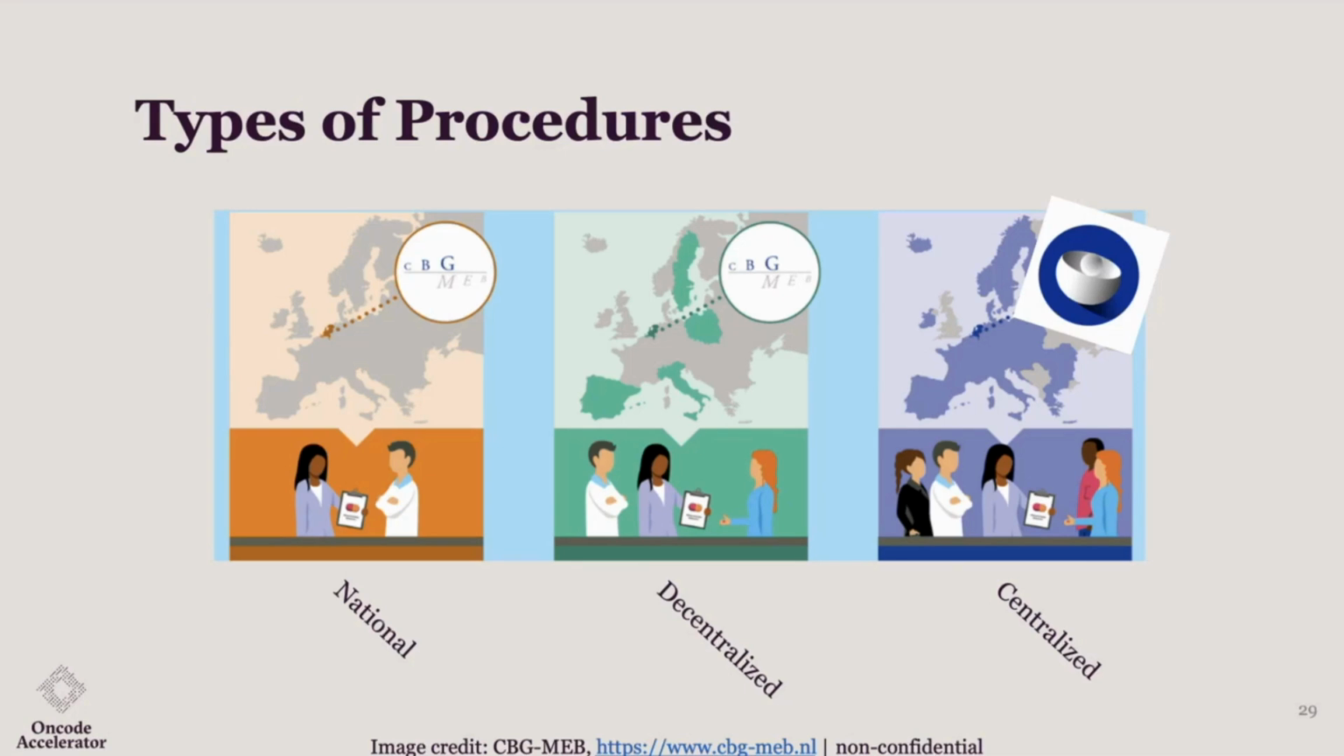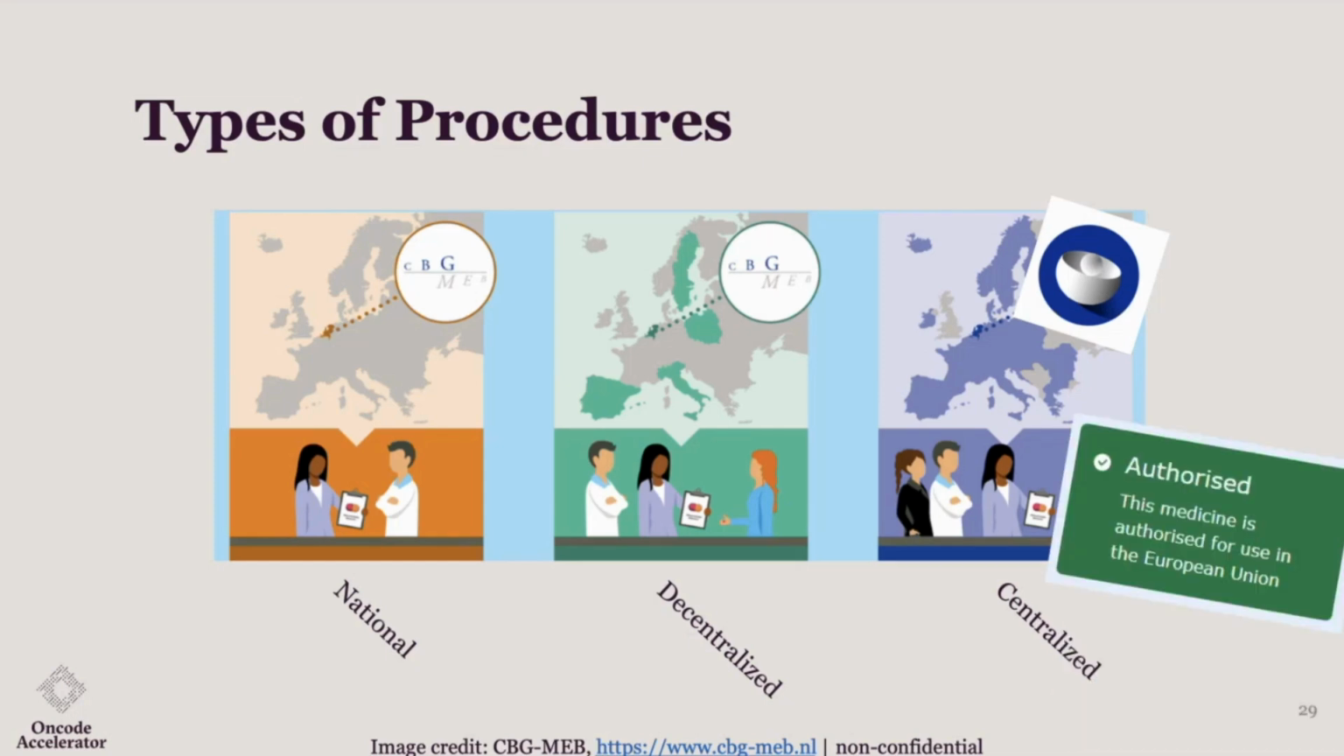So authorization can take place at several different levels. National level, where just one authority in one country is involved. You only want your product to be on the market in this one specific country. Decentralized, where different member states work together, but there's also a centralized procedure in which all the member states in Europe are working together and which is coordinated by EMA. So Oncode Accelerator focuses on new therapies for oncology, and these are always being submitted via decentralized procedure.